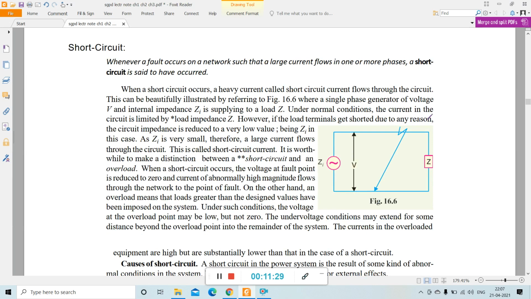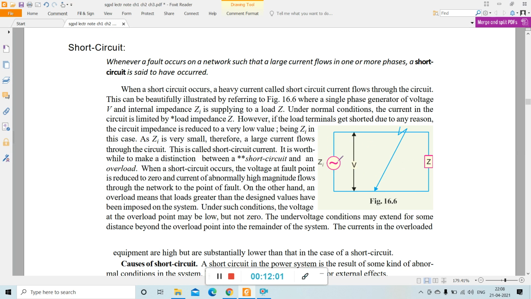So I already discussed this in your online class. What is a short circuit? It means that when a fault occurs on a network, a large current flows in one or more phases. So consider this circuit. When a short circuit occurs, a heavy current called short circuit current flows through the circuit. We can understand this clearly through this circuit.